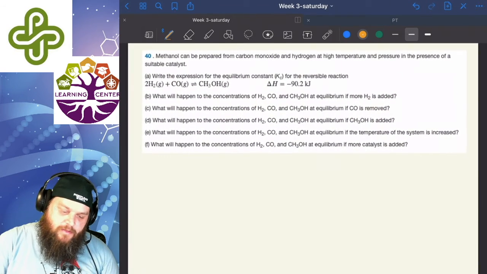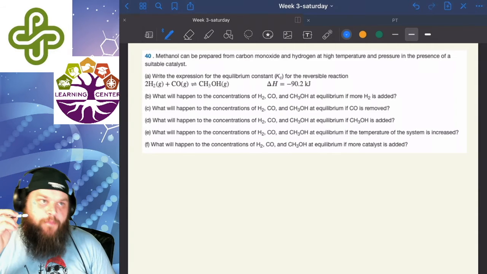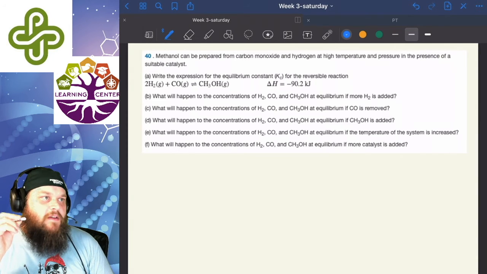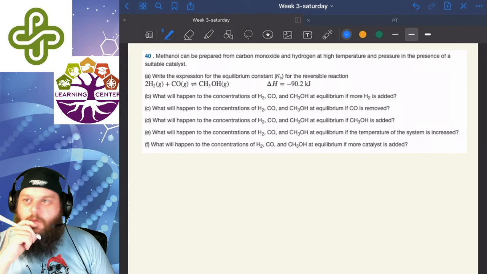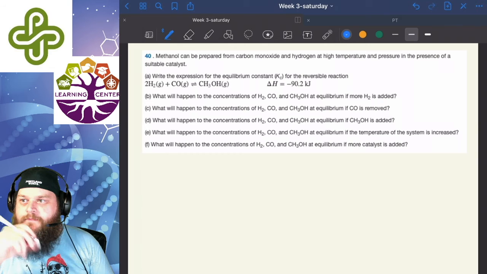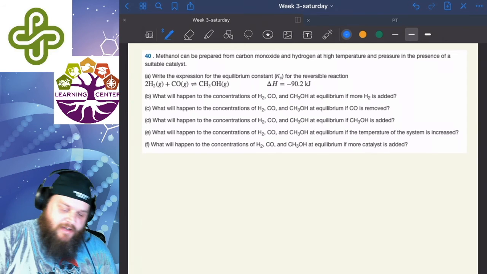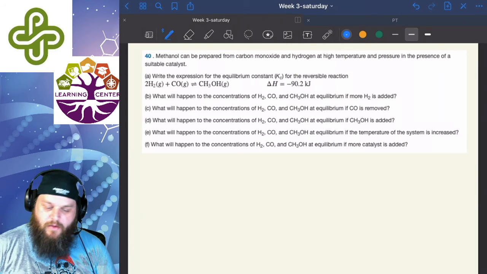Next one I'm going to do is number 40 here. So here, methanol can be prepared from carbon monoxide and hydrogen at high temperature and pressure in the presence of a suitable catalyst. They want us to write the expression for the equilibrium constant, Kc, for the reversible reaction. So they give you this reaction here: 2H2 gas plus CO gas is in equilibrium with methanol, CH3OH.